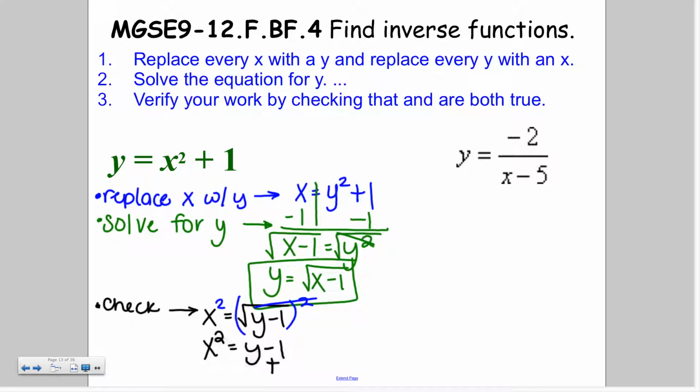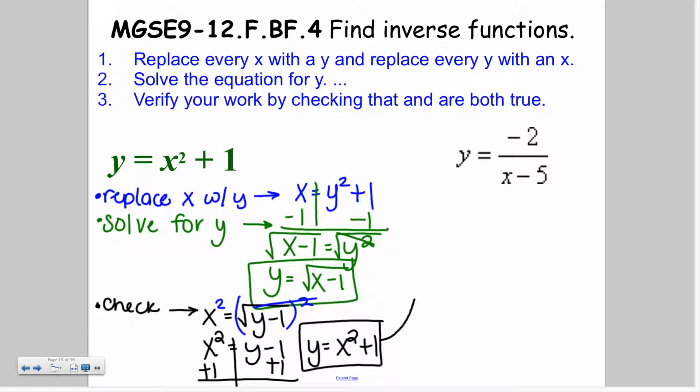The next step, add 1 to both sides. We're going to have y is equal to x squared plus 1. All right, so we have solved for y again. Now let's look at this and what we started with. And it matches. Since it matches, we have solved that correctly.